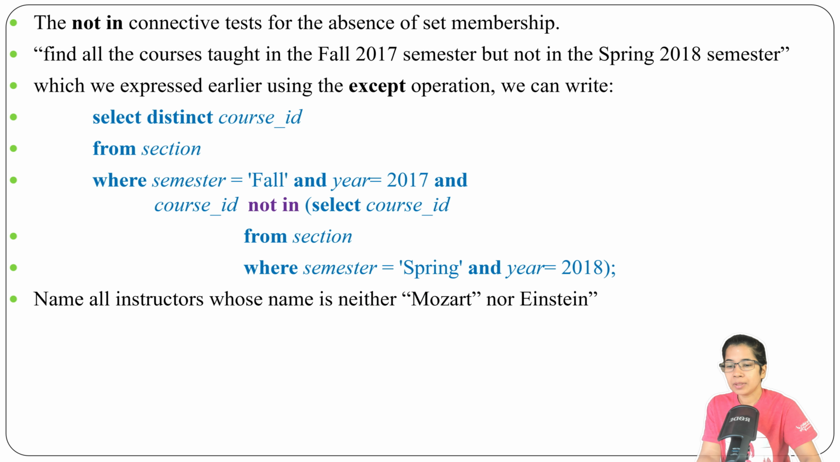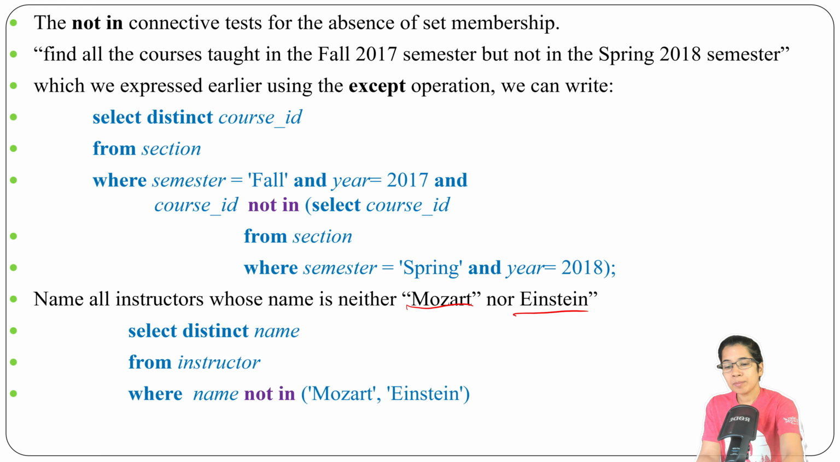Let's see another example. Name all instructors whose name is neither Mozart nor Einstein. So select distinct name from the instructor relation. It will show all the distinct names from the instructor relation where the name is none of these two. So write where name not in, and this is a set. So in the set we'll write Mozart and Einstein. Either you can write a query that will give this set as an output, or you can write it directly. So here we write these two names directly.